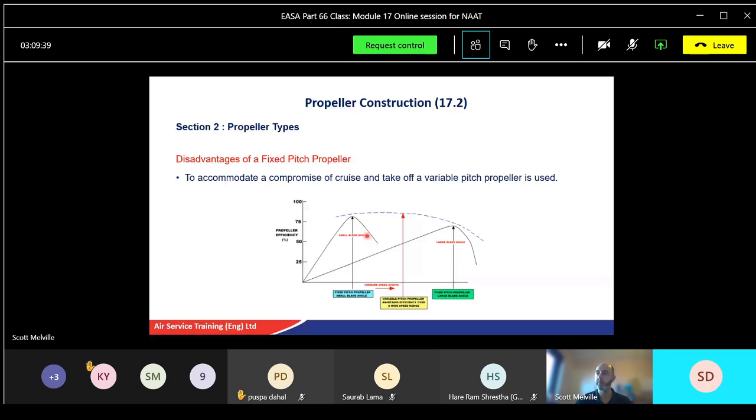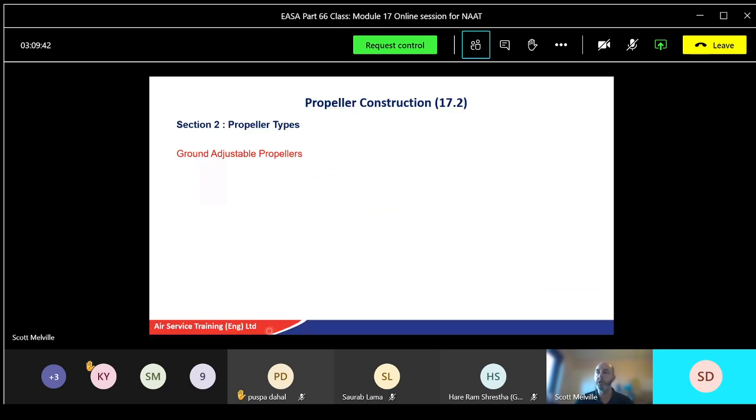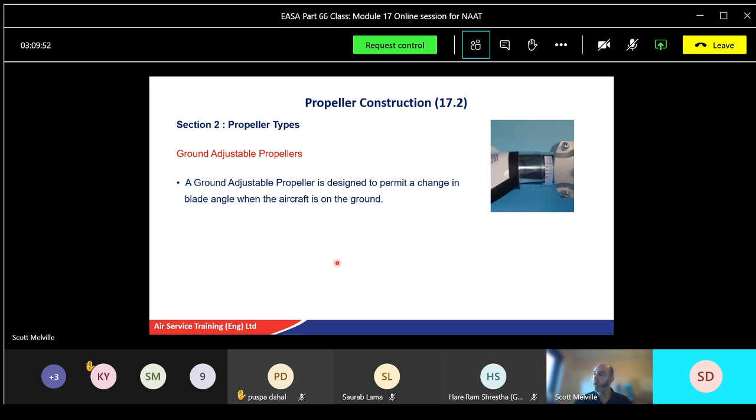So we've got what are called ground adjustable propellers. A ground adjustable propeller is designed to permit a change in the blade angle when the aircraft is on the ground. Now these are manually changed. You can see in the photograph, we've got 0 degrees up to about 40 degrees blade angle, not angle of attack, blade angle. So we can actually unbolt it, move the positions manually, rebolt it in, and make sure you do the opposite side, obviously. That allows you to change the angle without physically taking the propeller off.